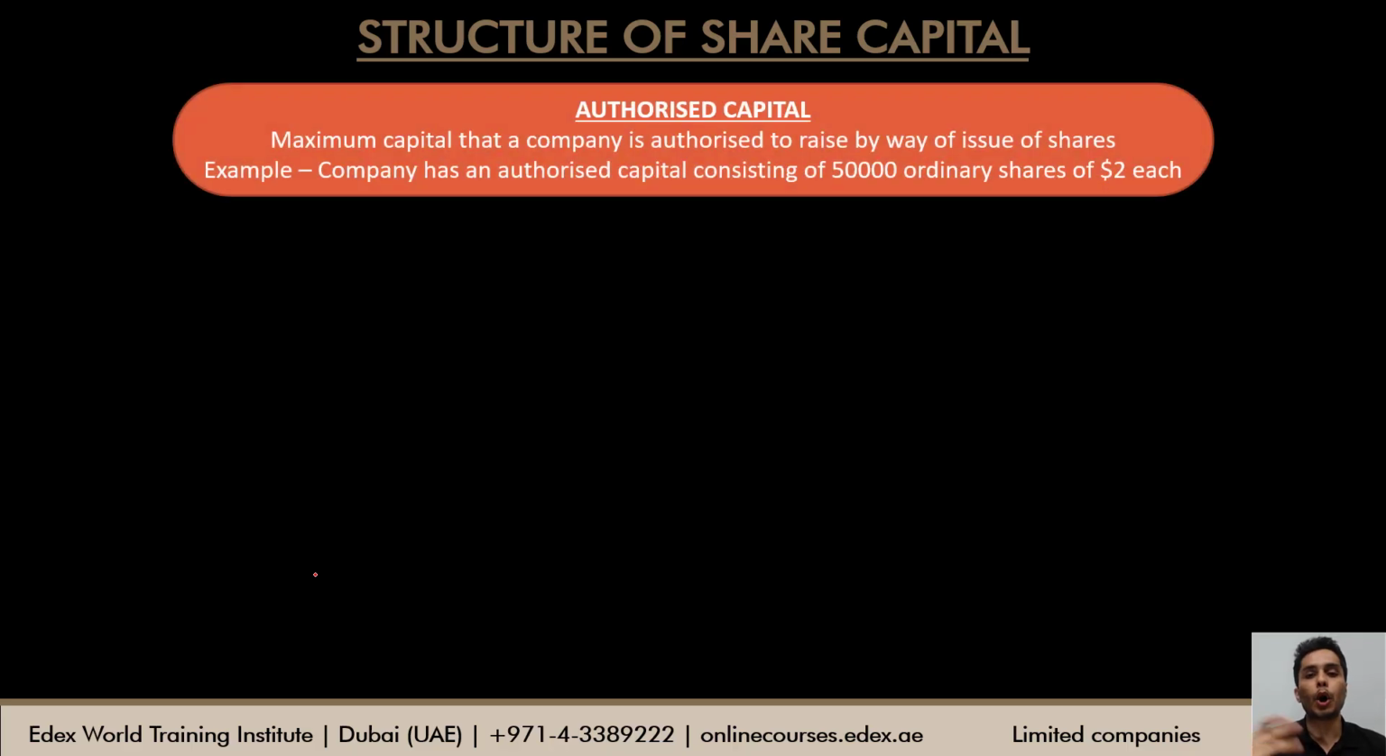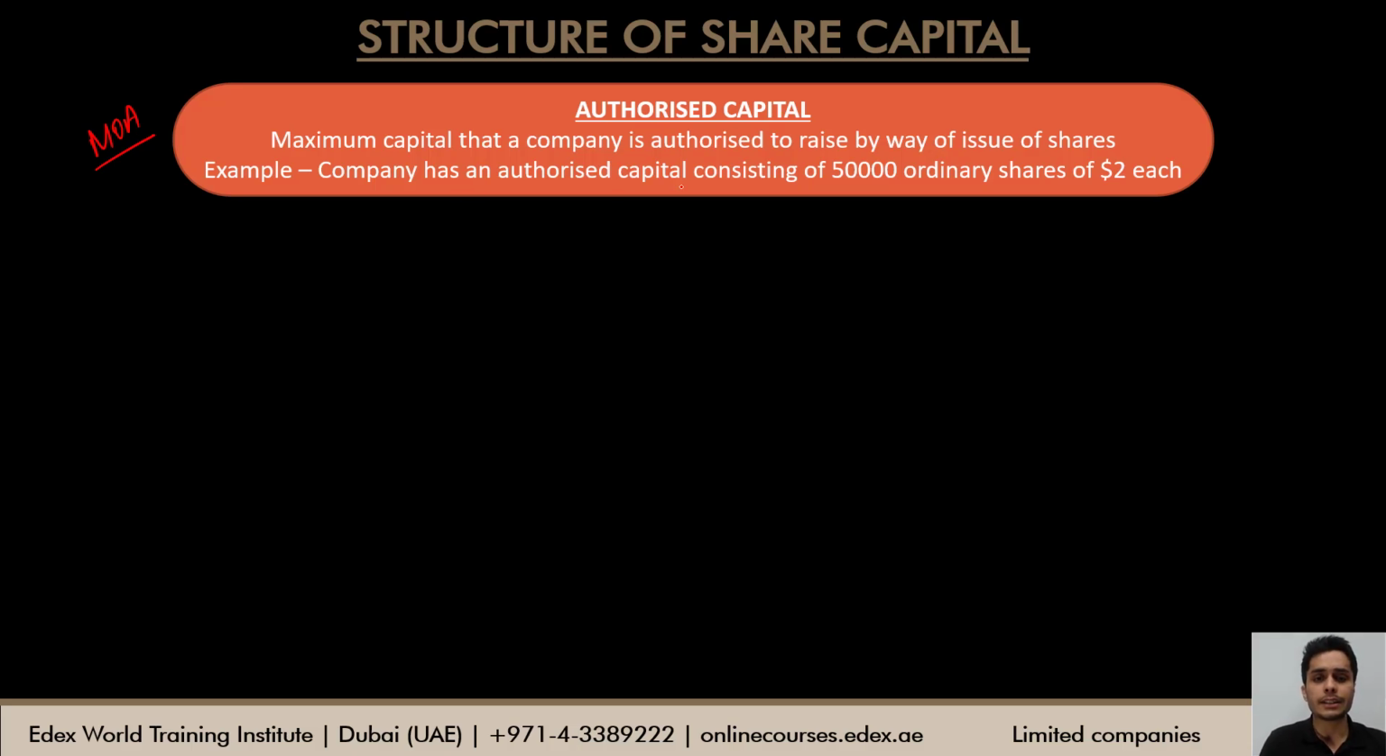The first term is authorized capital. Authorized capital is the maximum capital a company can raise by way of selling shares. Now, this amount is mentioned in the Memorandum of Association, a very important document of the company, wherein the company states that this will be our maximum capital that we are interested in raising during its lifetime. This is the authorized capital.